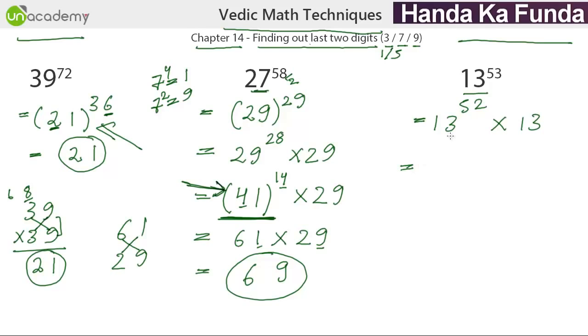So I don't know how to do this directly. So I square it first. 13 square is 169, which gives me 69 to the power of 26 into 13. Now I don't know what 69 square is, so let me just calculate that.